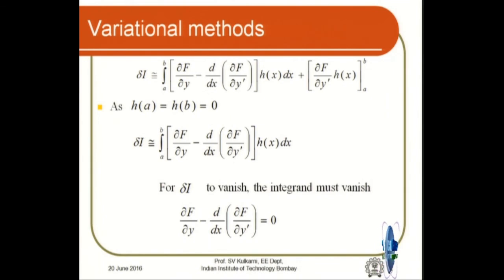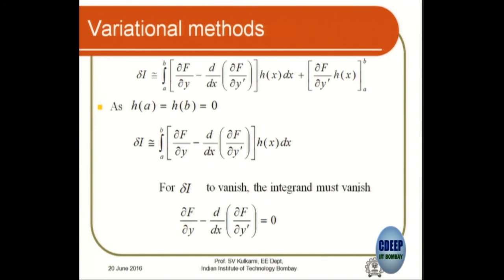Then finally you get this nice expression for delta I, and when delta I vanishes, because that is the minimum condition, the energy minimum condition, this integrand should be 0. So then this is what we get, and this is called the Euler-Lagrange equation. This I am sure you must have seen. So these are proper good topics as part of this course: the variational technique and the Euler-Lagrange equation.